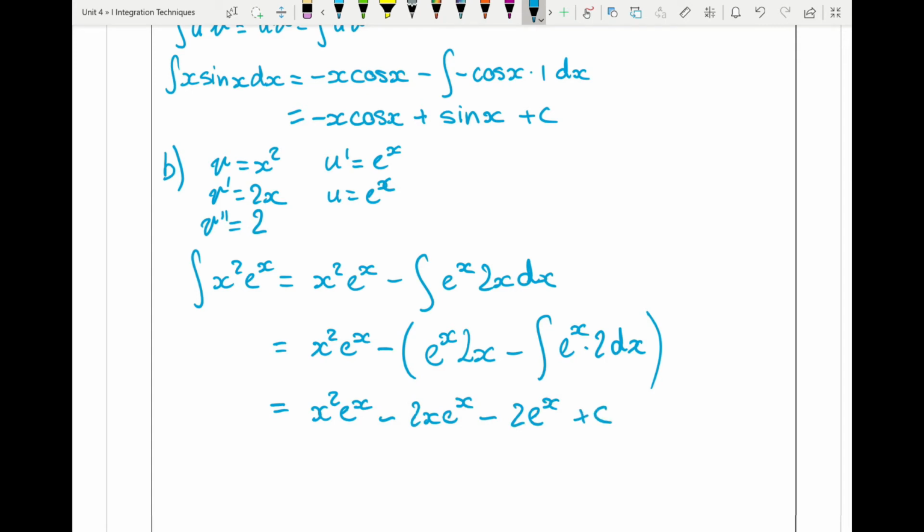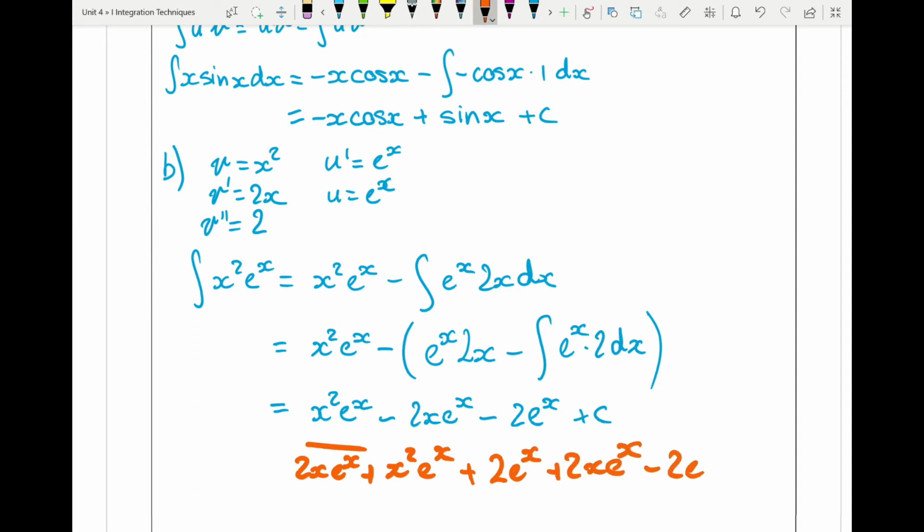And we can see if we were to differentiate that, this term would become 2x e to the x plus x squared e to the x. Then we'd also get 2e to the x plus 2x e to the x, and then we'd of course get minus 2e to the x. So, sorry, this term should be negative. So we can see cancellation there and there, cancellation there and there, and we do indeed get what we started with, x squared e to the x. So it's good to check that, but yes, indeed, the integration by parts is working for us.